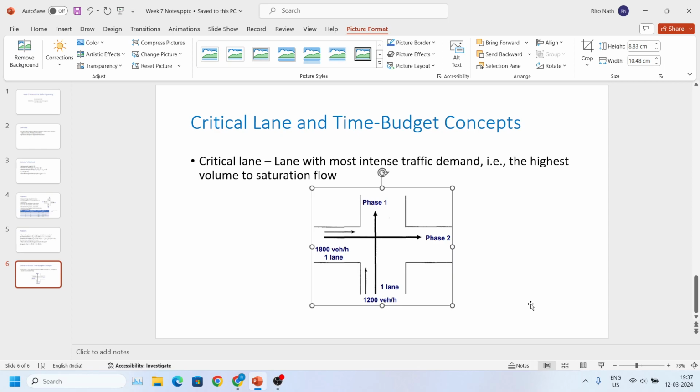So I think that was the main discussion of this first part of this module: Webster's method, as well as the critical lane groups and the time budget concepts and so on. Maybe I'll come back to it later if there are some questions in the assignment, but let's move to the next topic, which is the planning level analysis.